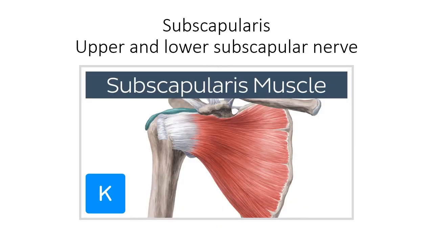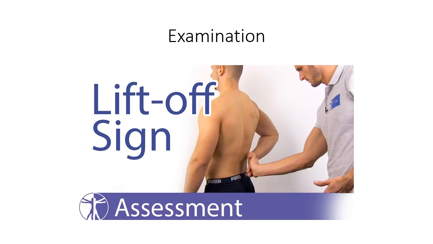Subscapularis, origin from the subscapular fossa, insertion is on the lesser tuberosity, nerve supply, upper and lower subscapular nerves. Function is internal rotation of the upper limb. How do we examine the subscapularis? By the lift-off test. Here, the patient is going to put his hand behind his back and push away from his back while the examiner is going to resist this movement. A patient with subscapularis pathology will feel pain and weakness of his movement away from his body.